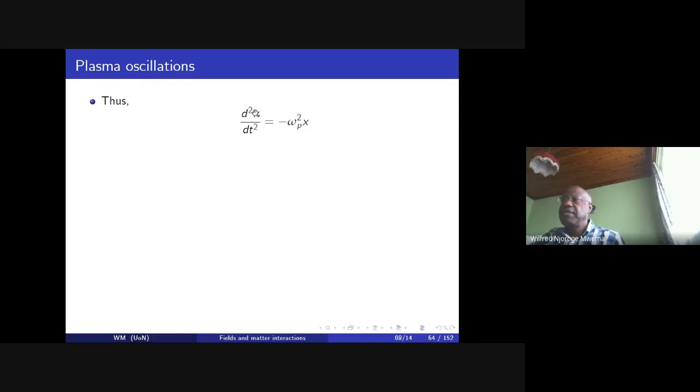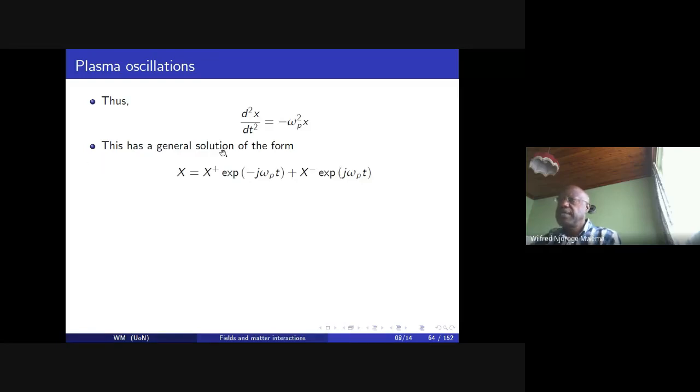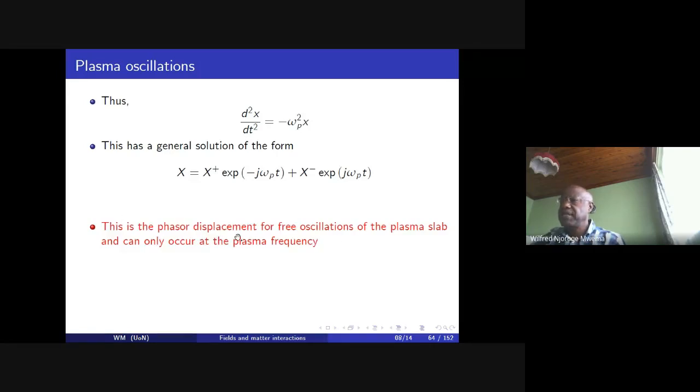And therefore, d²x/dt², the acceleration, is going to be given by minus omega_p squared multiplied by x. This has a general solution of the form x given by a positive component varying as e to the minus j omega_p t, and the conjugate value. This is the phasor displacement for the free oscillations of the plasma slab, and can only occur at the plasma frequency. That is, that displacement is occurring only at the plasma frequency.